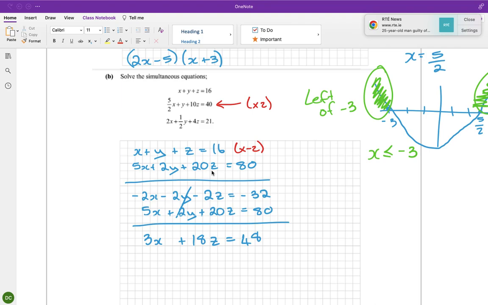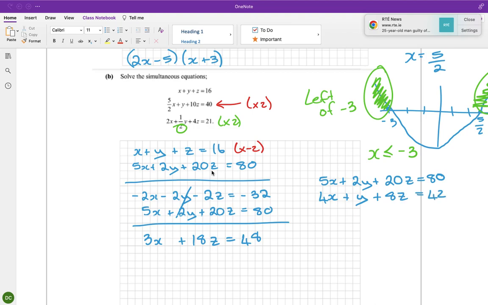So I'm going to take the middle one without the fractions, which is 5x plus 2y plus 20z equals 80. And same with the bottom line, actually. It's got a half, so I'm going to multiply by 2. So that is 4x, multiplying the half by 2 just gives me y. The 4z becomes 8z, and the 21 becomes 42.